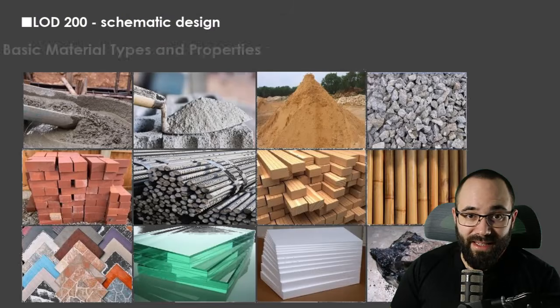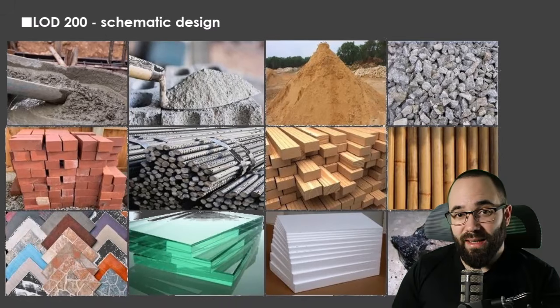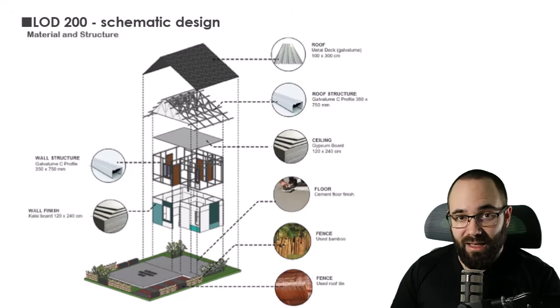We have basic material types and properties. So the model at LOD 200 includes basic material information. This helps stakeholders visualize the project with a more realistic representation of materials, even though specific details are still lacking.